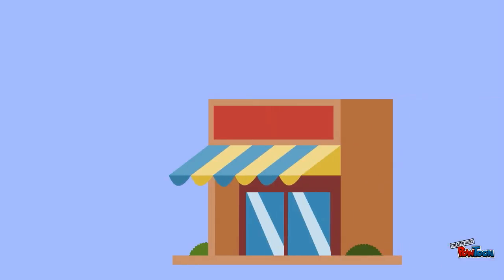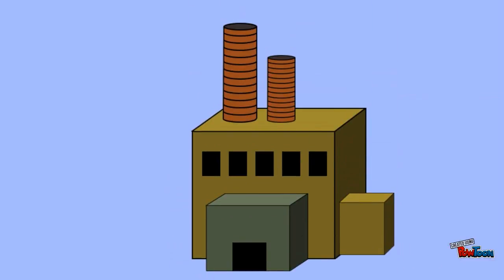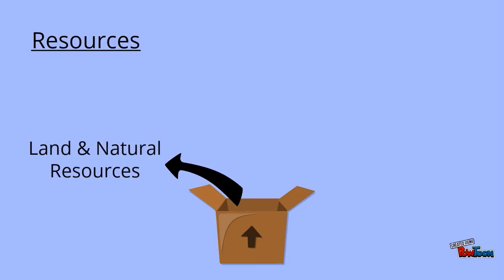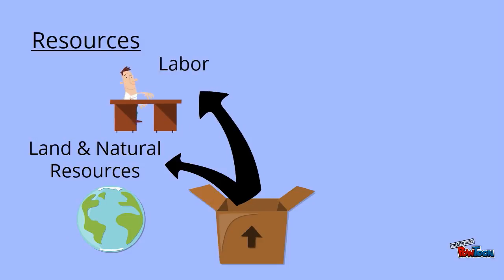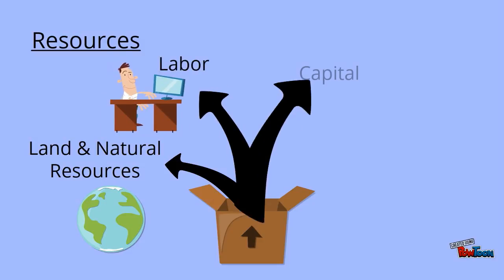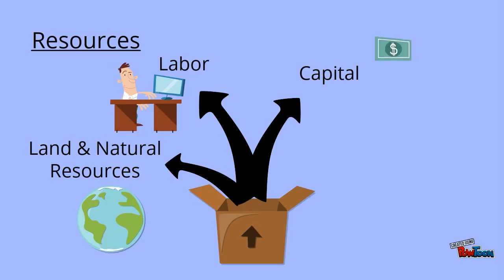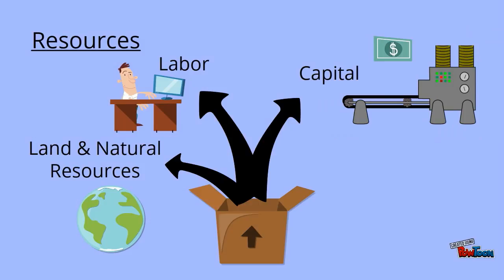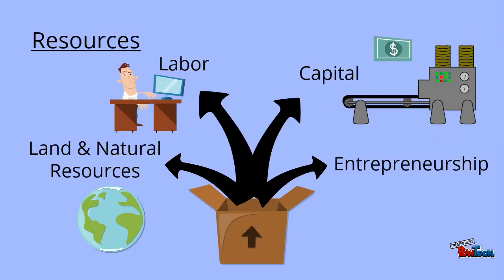Before you can sell a product, you first must create it. Goods are created from resources, and those include land and natural resources, such as water, minerals, timber, etc. Labor, which is your workforce. Capital, which includes money and company assets like manufacturing equipment. And entrepreneurship, which is the driving force that brings the vision, plan, and execution all together.